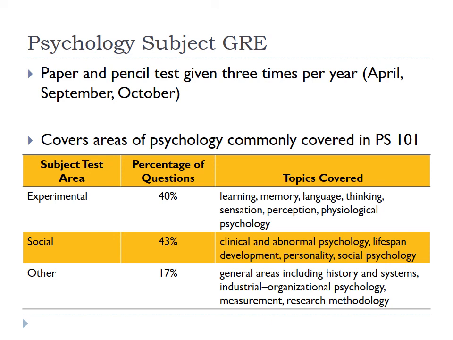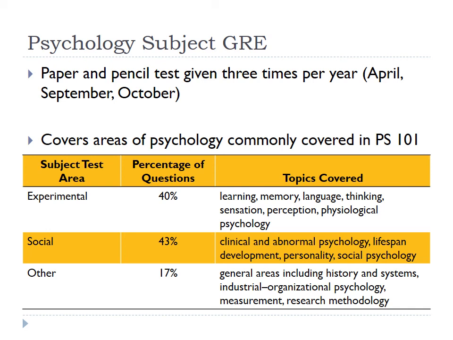All right, finally, psychology subject GRE, very briefly. We have the general GRE, and then there's a psychology subject GRE that some programs require. This, in contrast to the general GRE, is a paper and pencil test, and it's only given 3 times a year. So you have to time it correctly. These are the areas covered by a psychology subject GRE.